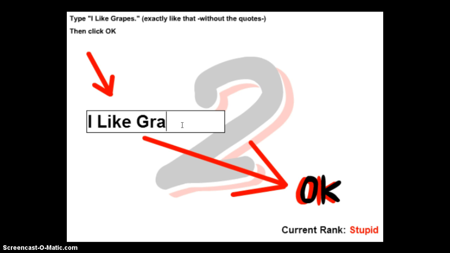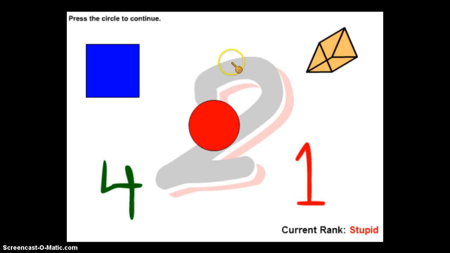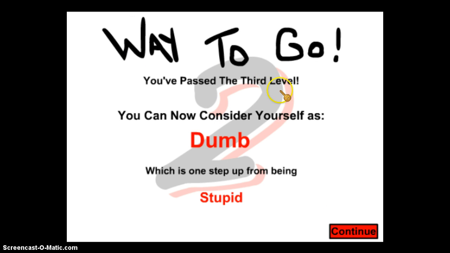Great pears. Okay. Click on the grapes to continue. It's fitting. Press the circle to continue. Way to go! You passed the third level. You can now consider yourself as dumb.